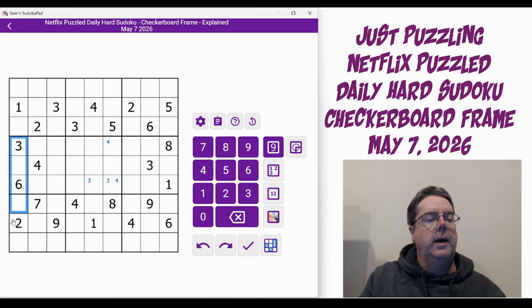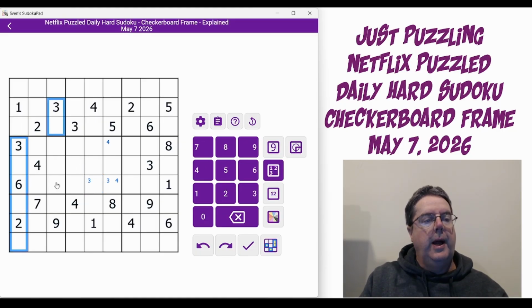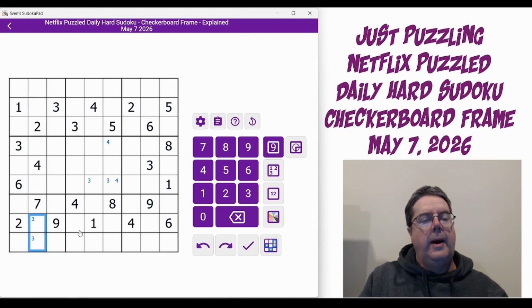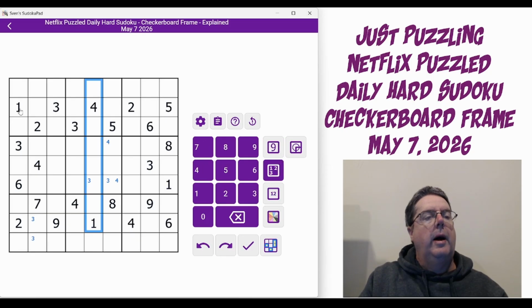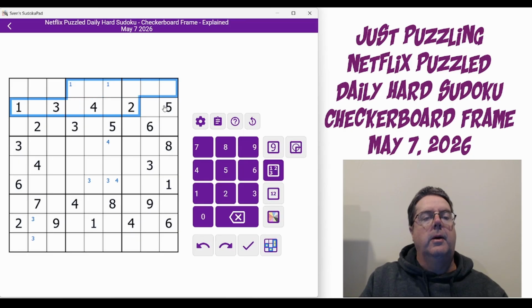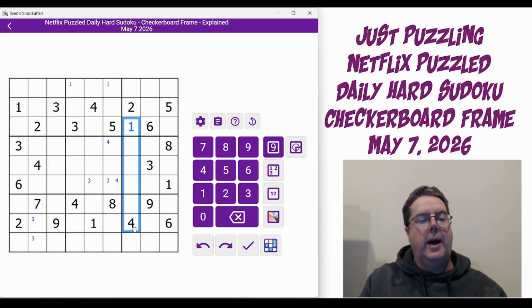Alright, so what have we got? 3 comes down here, 3 comes down here, so 3 is one of these two. 1 comes up here, 1 comes across here, so 1 is one of these two. 1 across here, 1 across here, 1 up here, means this is going to be a 1. 1 down here, 1 down here, 1 across here, so this is a 1 here.